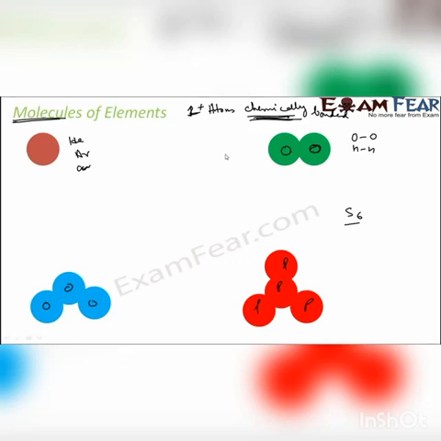And we know that most of the atoms can't exist independently, because an oxygen atom alone is not stable. Why it is not stable, we'll study in the next class when we talk about atoms in detail, or maybe in the higher classes. So most atoms don't exist independently, but exist in the form of molecules.